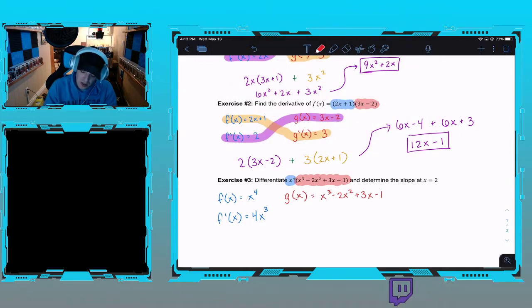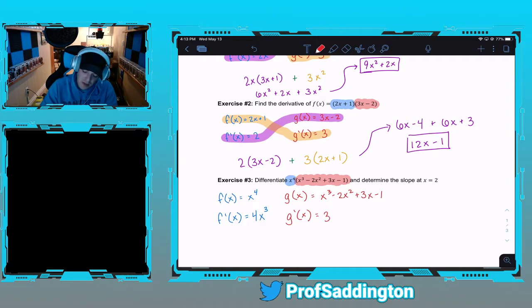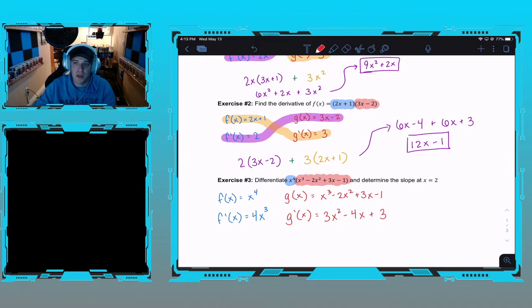If I go to do the next one, just a few more steps because there's a few more terms that we have to find the derivative of. So we'll have 3x squared. If I bring the 2 out in the second part, I'm going to have 4x plus 3. And that minus 1 will disappear because we had an exponent of 0.